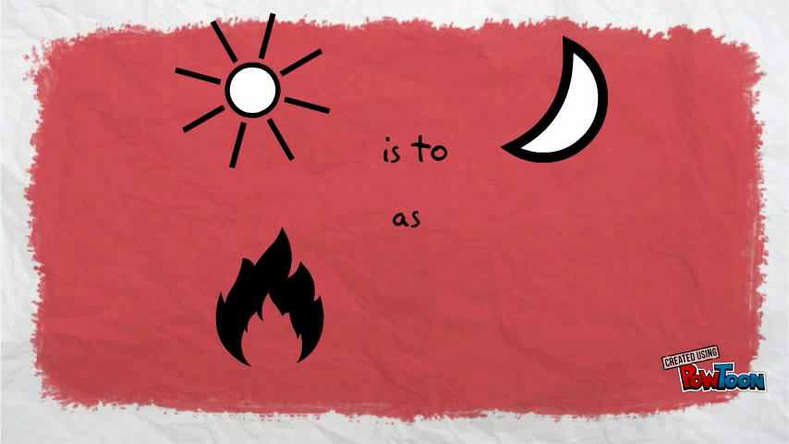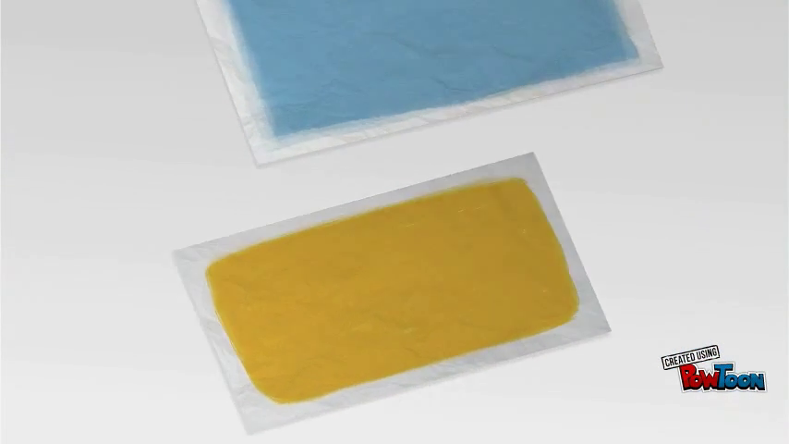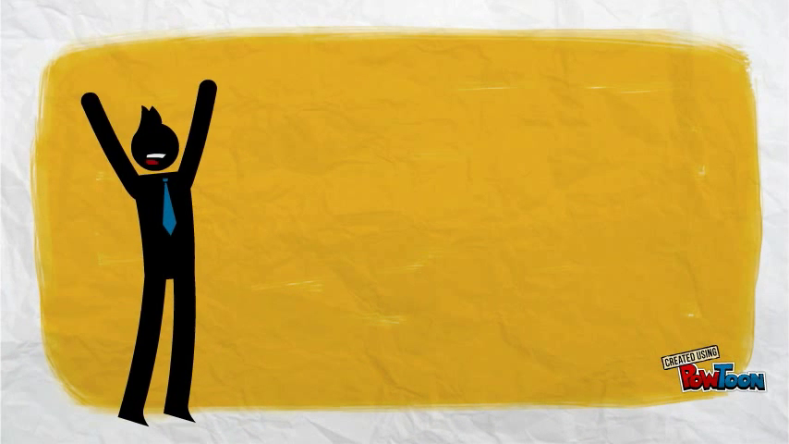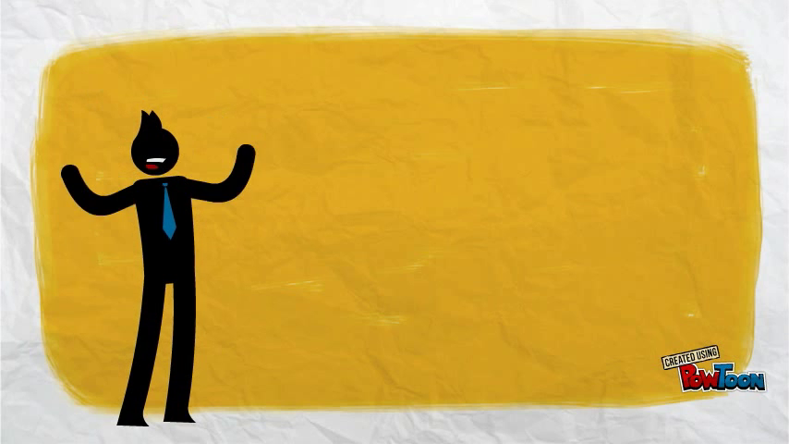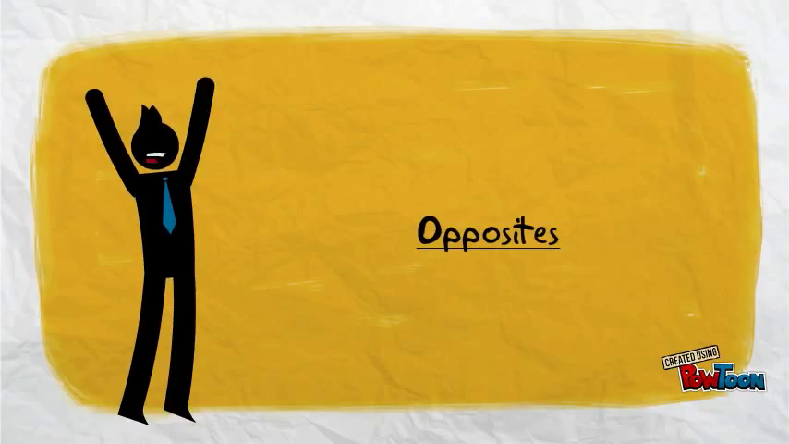Sun is to moon as fire is to... And the answer is... water! If you guessed water, you just figured out an analogy. We were able to find the relationship between sun and moon and apply it to fire and water. That relationship was that they were opposites of each other.